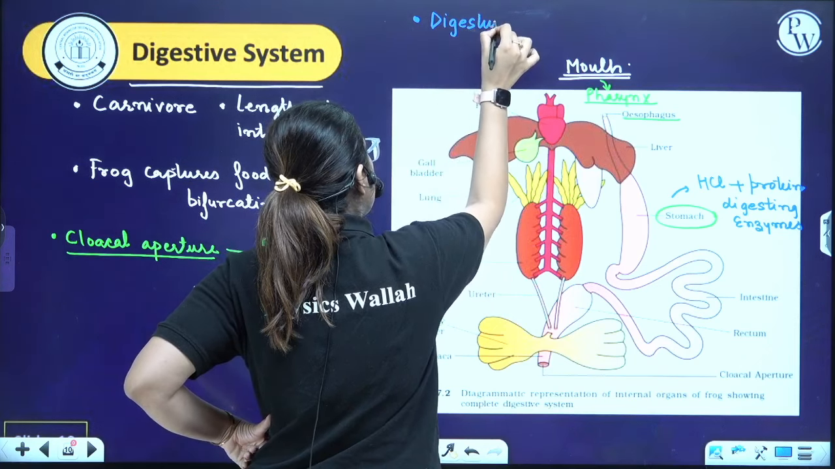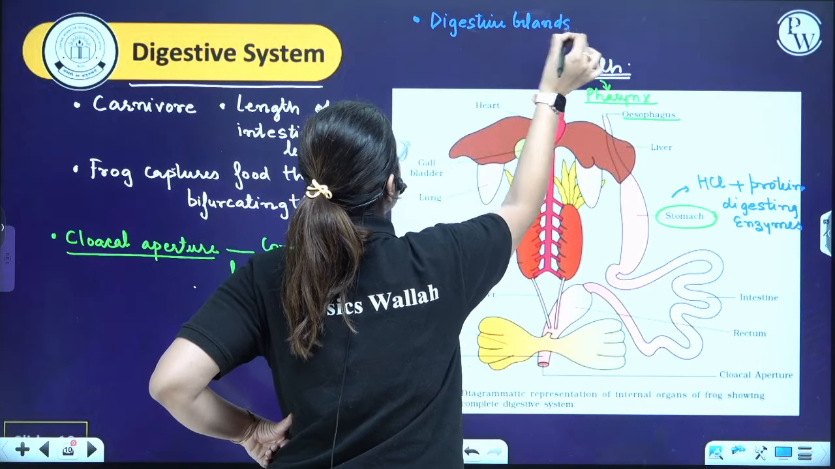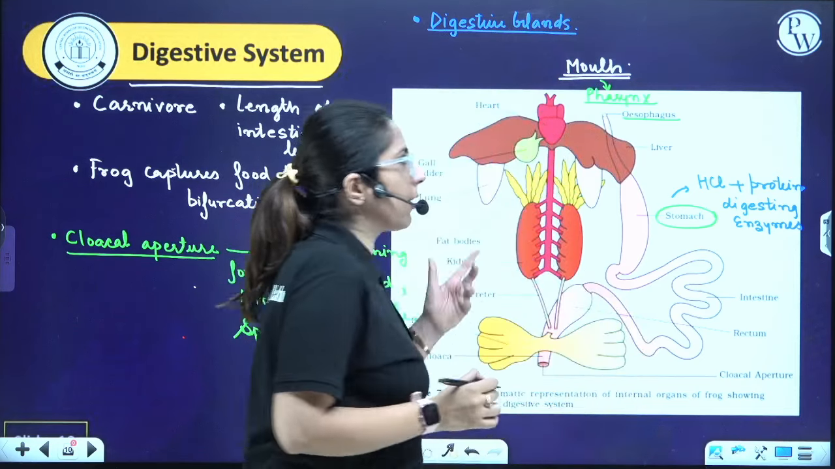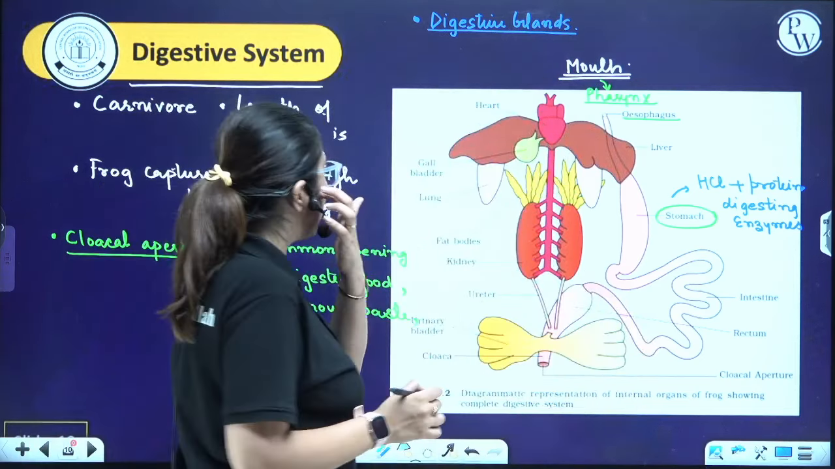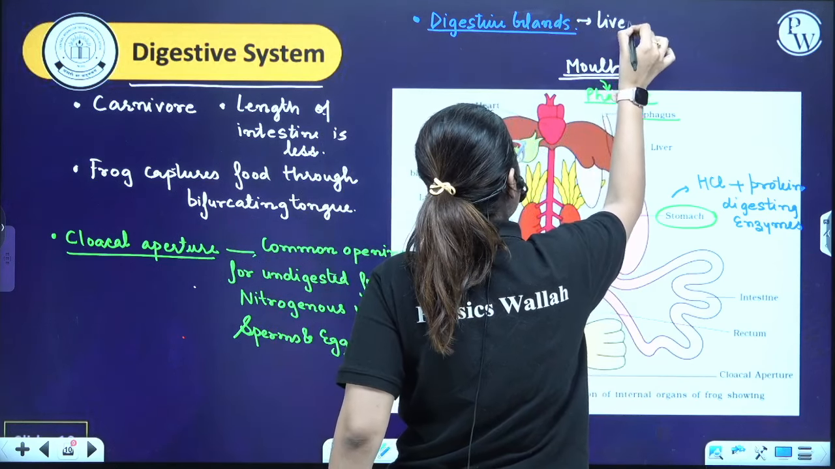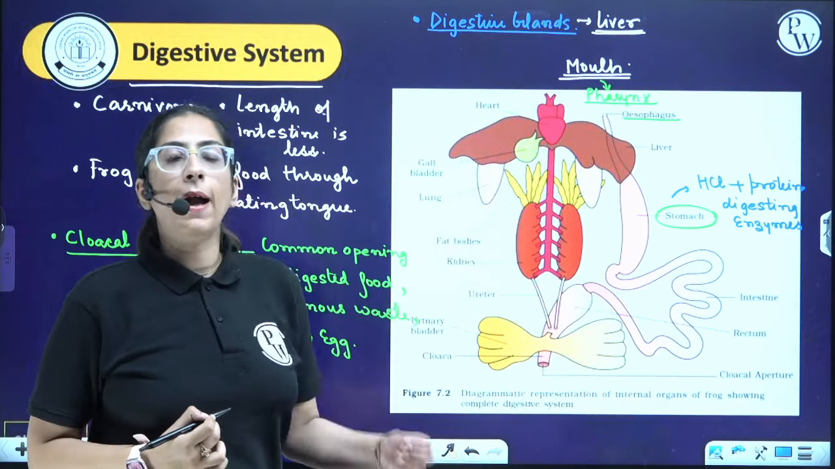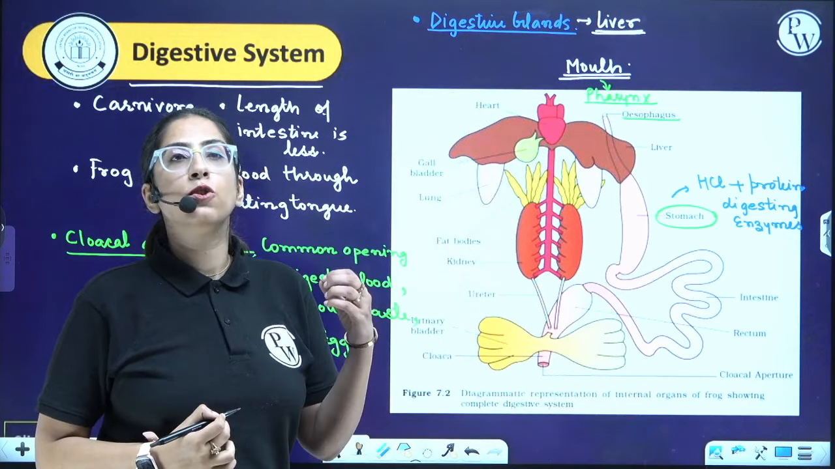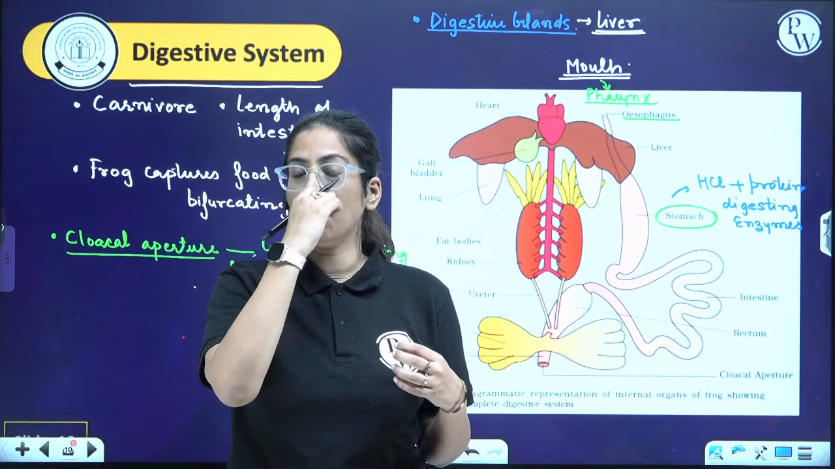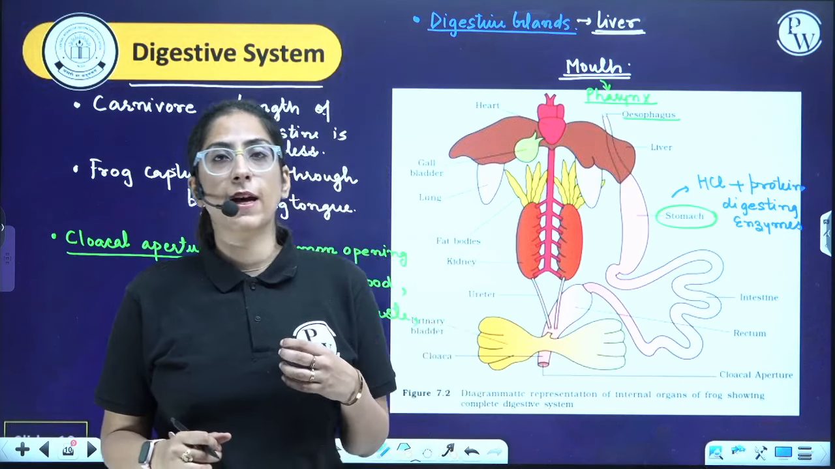Yes. They have digestive glands also. So, would anyone like to name them? You can see in the diagram that the liver is present. And what does the liver secrete? The liver secretes bile. Bile pigments and bile salts are there. Bile pigments, for example biliverdin and bilirubin, are excretory waste. Bile salts help in the emulsification of fat, right?